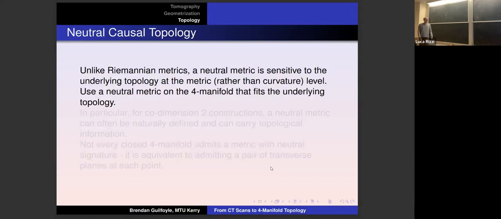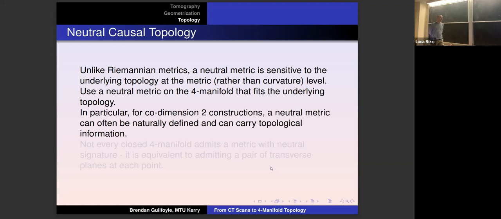So the idea again is to use a neutral metric on your 4-manifold that somehow fits the underlying topology. That's the basic idea for using these metrics in this setting. So in particular, for codimension 2 constructions, you can geometrize them using neutral metrics. So the idea is to have an alternative form of geometrization, just like the geometrization of 3-manifolds, which will be useful in certain categories.